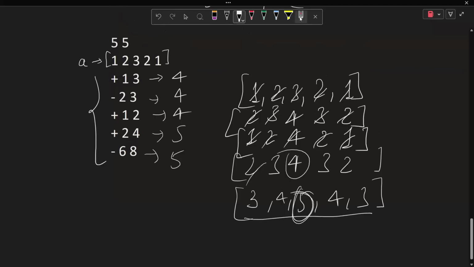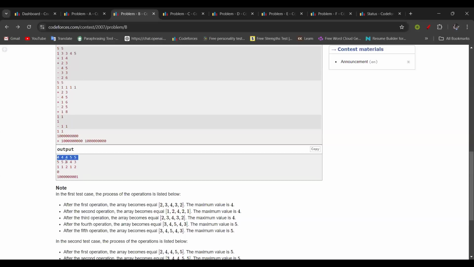So for this particular test case, you would answer this 4, 4, 4, 5, 5. You can see it is 4, 4, 4, 5, 5. So I hope the problem is clear what you need to do.